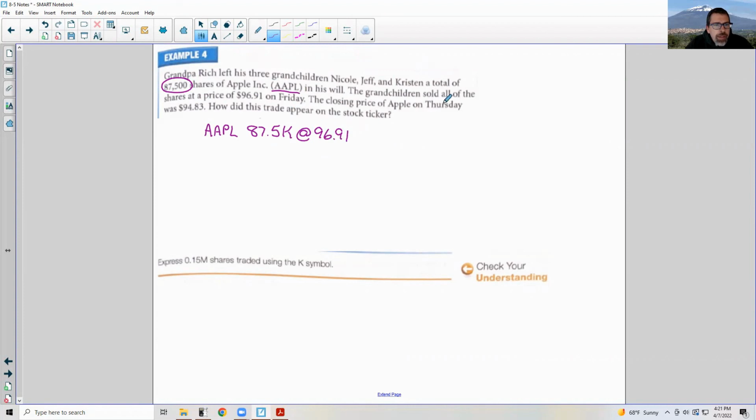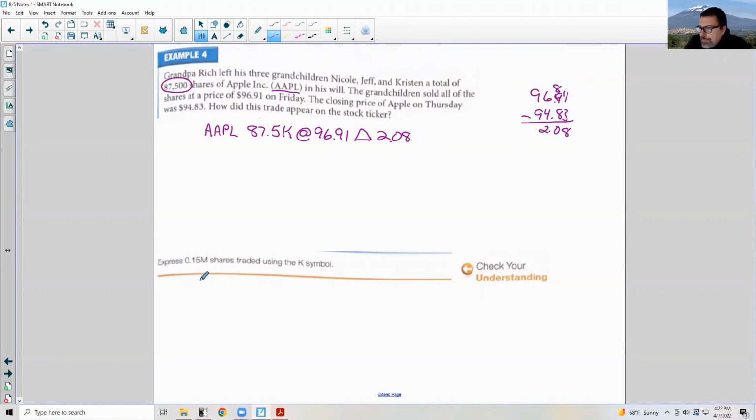The closing price on Apple on Thursday was $94.83. It's higher today, so that is an uptick. Okay, they were smart to sell it today, not yesterday. And so you take the 96.91 minus the 94.83, and we get $2.08. So Apple, 87,500 shares at $96.91, which is $2.08 higher than the previous close.